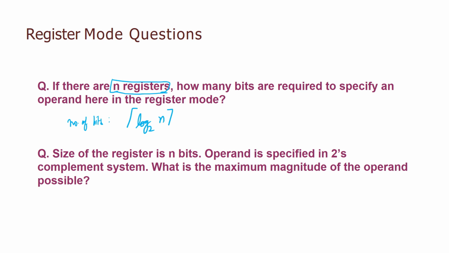Now given the size of the register is n bits, the operand is specified in 2's complement system. What is the maximum magnitude of the operand possible? So the maximum magnitude will be the same as 2 raised to power n minus 1, minus 1. So this is the maximum magnitude of the operand.